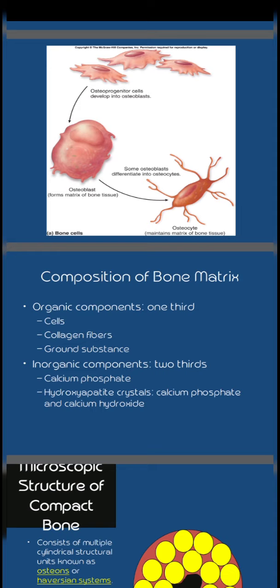Here we can see the Haversian canals running from top to bottom, and Volkmann canals which are present in between and run horizontally. Volkmann canals connect the blood vessels and nerve supplies in the periosteum to the Haversian canals and medullary cavity.